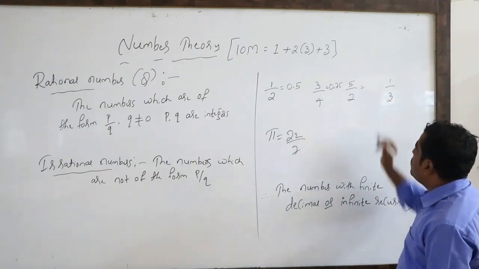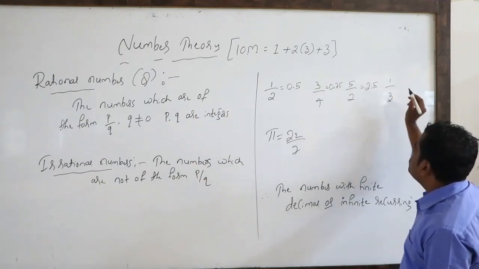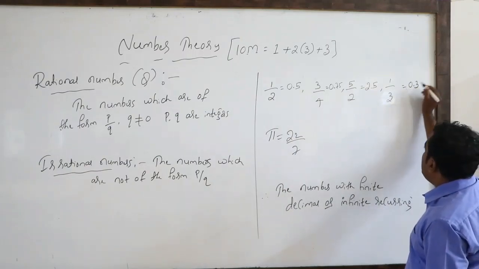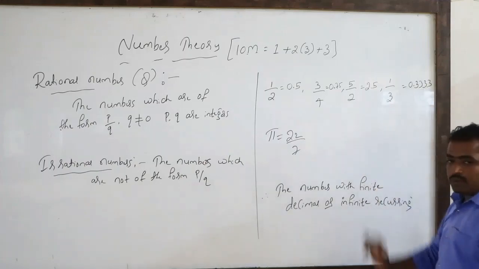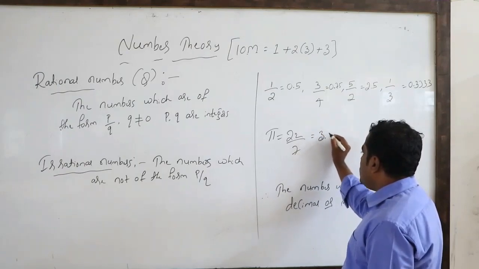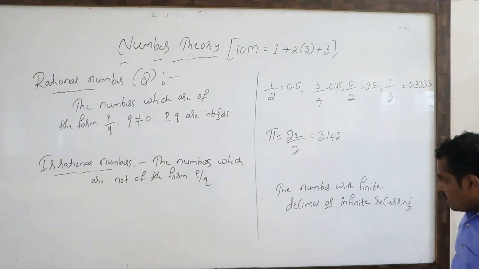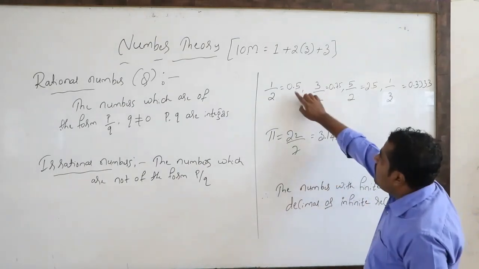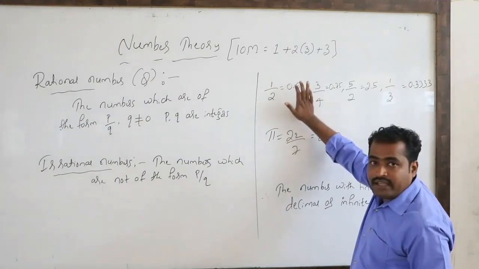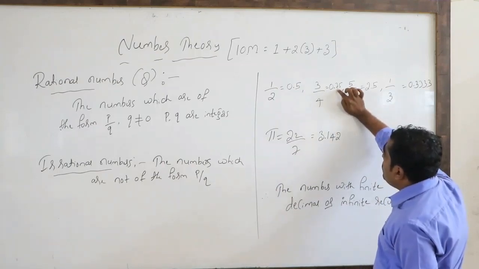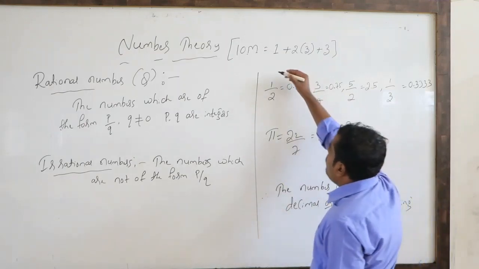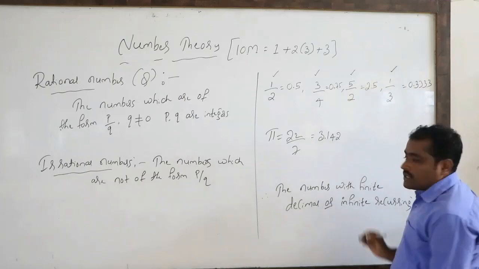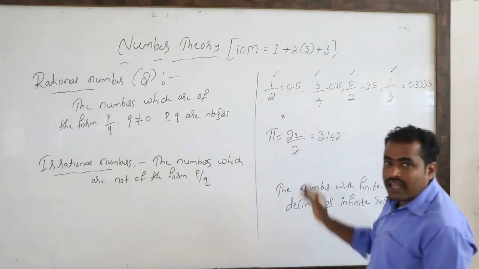5 by 2 is 2.5. 1 by 3 is 0.333, and so on. 22 by 7 is 3.142, and so on. So the number with finite decimal or infinite recurring is rational. 0.5 is a finite decimal, and 0.75 is again in the form of P by Q. So 1 by 2 is a rational number, 3 by 4 is a rational number, 5 by 2 is a rational number, 1 by 3 is also a rational number, but pi value is not rational, it is an irrational number.